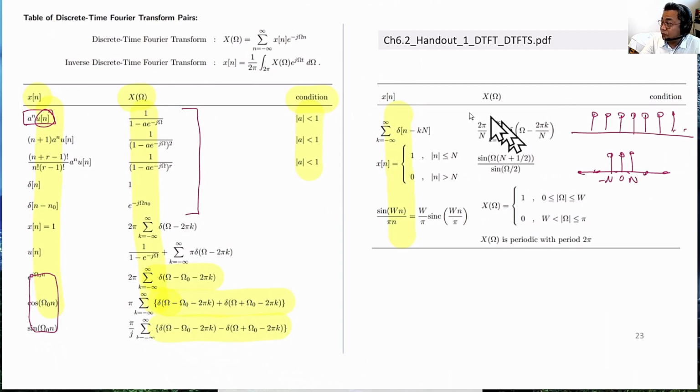The DTFT of a comb is also another comb. And then you have the sinc function here. Notice that this is a sinc function, and when you have a sinc function in time, you also have a sinc function in the frequency. Sorry, you will have the rectangular function in the frequency. So in fact, these three functions are very, very important, and I have also computed them by hand for you.